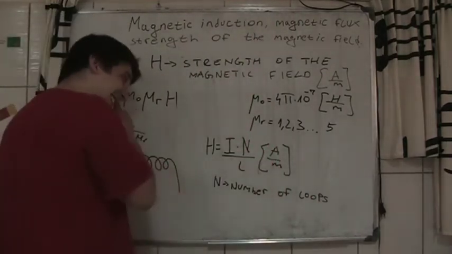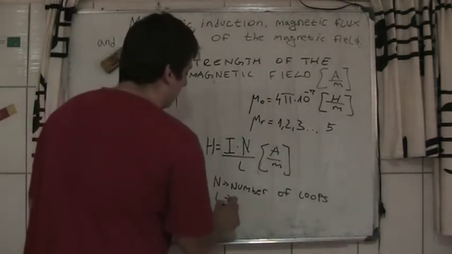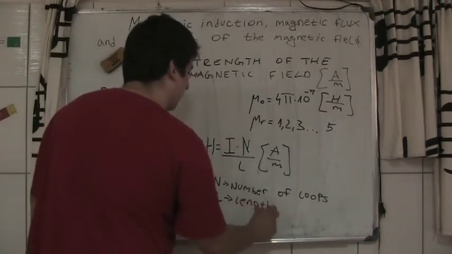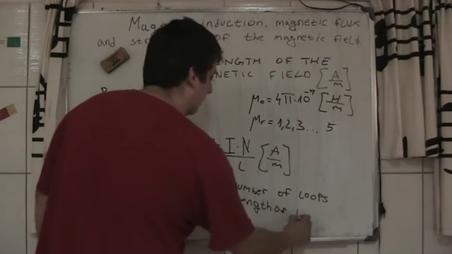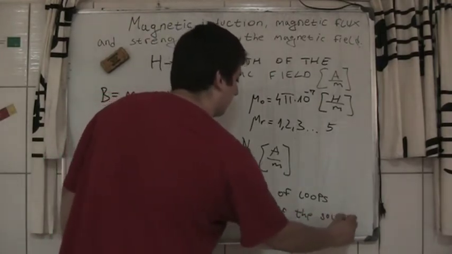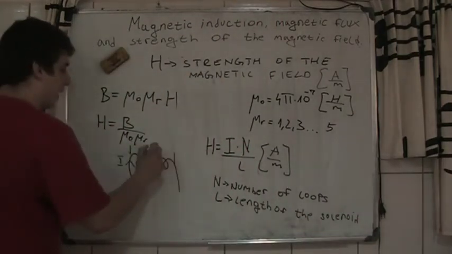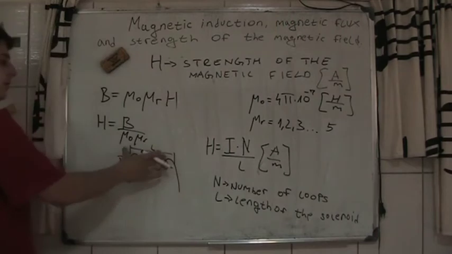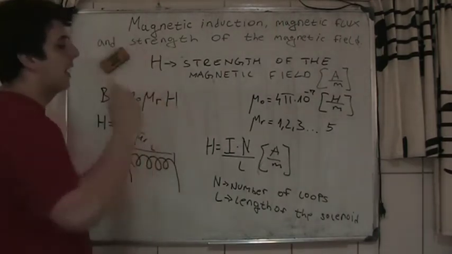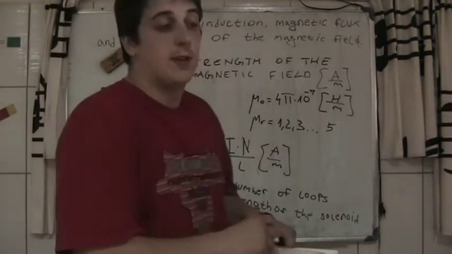N is the number of loops, and L is the length of the solenoid. So here you have the L. This is the length of the solenoid, and these are the loops. 1, 2, 3, 4. And you can make hundreds of loops, even thousands sometimes.